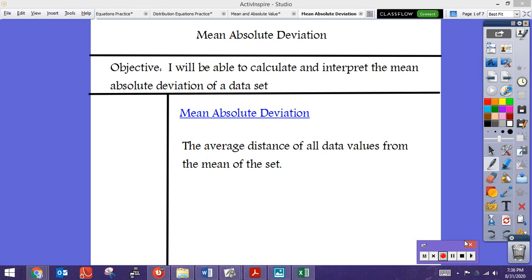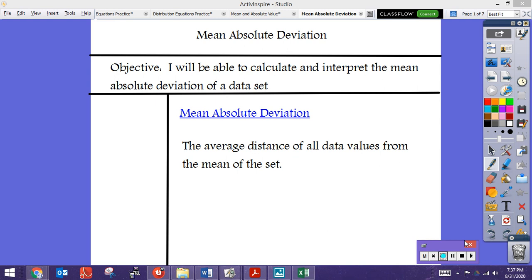Today we're going to talk about mean absolute deviation. Our objective will be to be able to calculate and interpret the mean absolute deviation of a data set. It's a new concept for you all, so we'll talk about what it means, what it's used for, and then we'll show you how to do it.